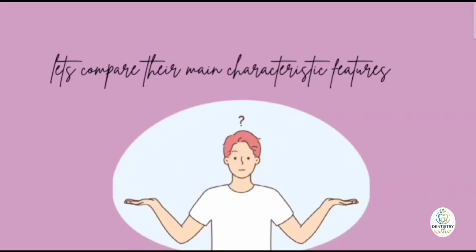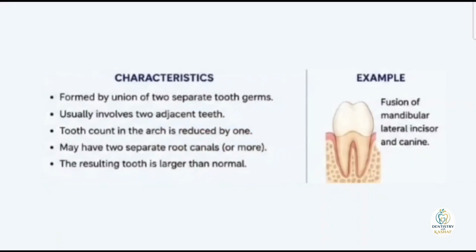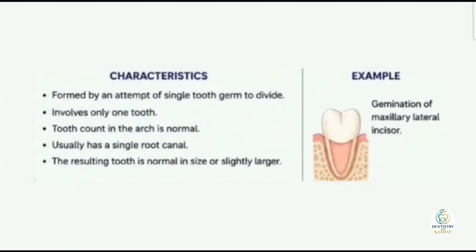Now, let's compare their main characteristic features. Okay, first we are going to discuss fusion. It is formed by the union of two separate tooth germs, we already discussed. It usually involves two adjacent teeth in any quadrant or any arch, upper or lower both. Tooth count in the arch is reduced by 1 and may have two separate root canals or more. Like we see that two separate tooth germs were uniting, so of course it would have two or more canals and the resulting tooth is larger than normal. And giving you an example, you mostly appreciate this condition in mandibular lateral incisors and canines.